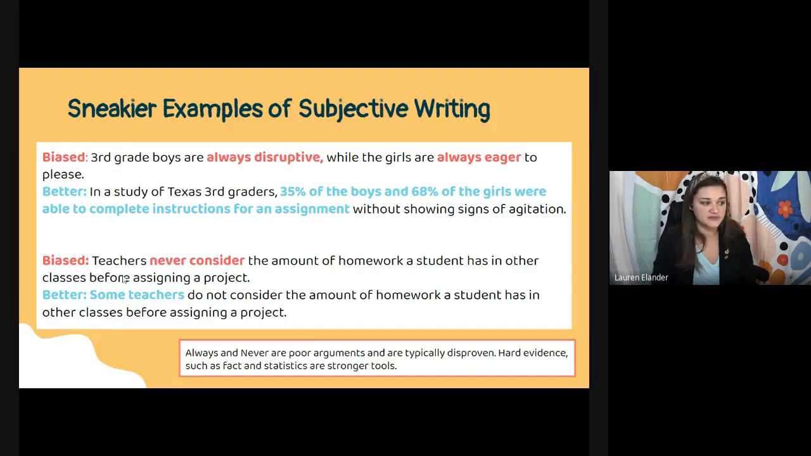Another version of this might be, teachers never consider the amount of homework their students have before assigning a class project. Well, that may be the case for some teachers, but hopefully you don't have them. So a better statement would be, some teachers. Even just getting around that never statement, that absolute, you are changing this from a subjective statement to a more objective one, because some is easier to prove than never. In general, absolute statements, unless they're backed by data, are going to lead to poor arguments in subjective writing.